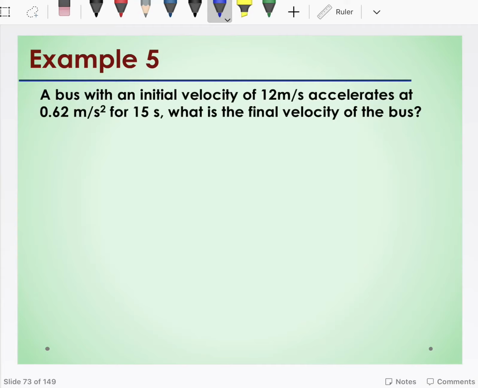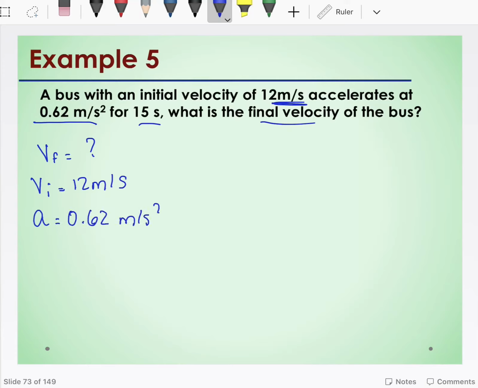All right, last one. A bus with an initial velocity of 12 meters per second accelerates at 0.62 meters per second squared for 15 seconds. What is the final velocity? Okay, so this one is going to require some manipulation. VI is 12 meters per second. Acceleration is 0.62 meters per second squared, and time is 15 seconds. Okay, we start with our formula. We plug in our numbers.